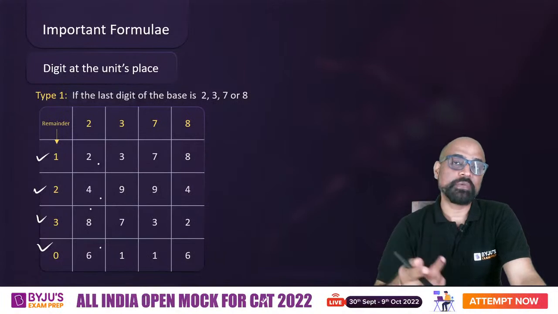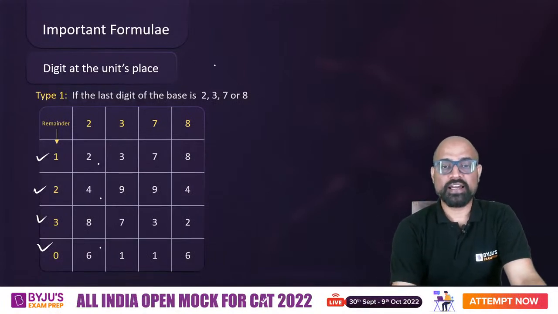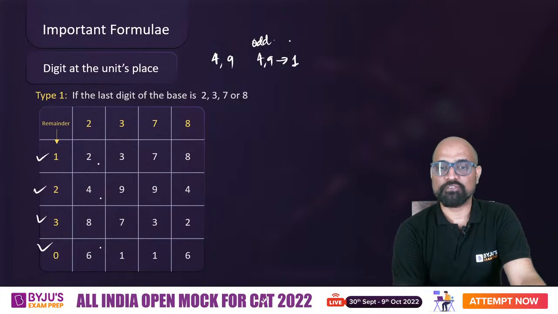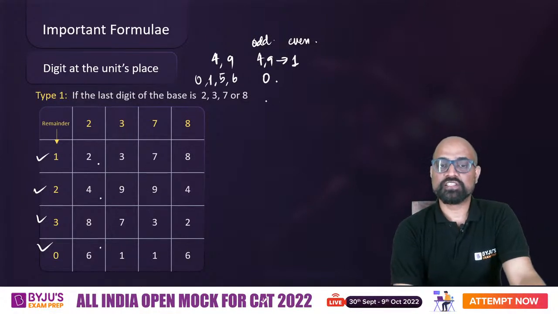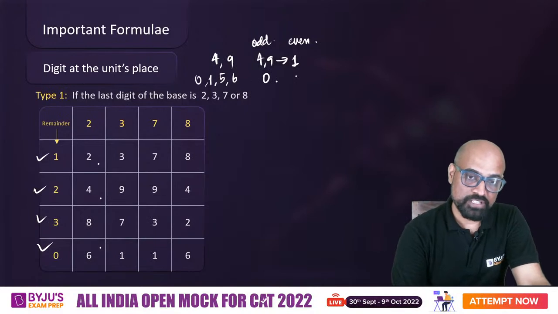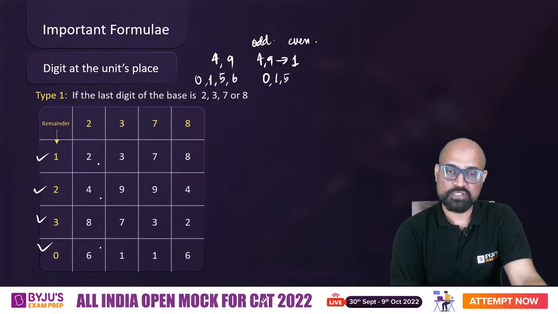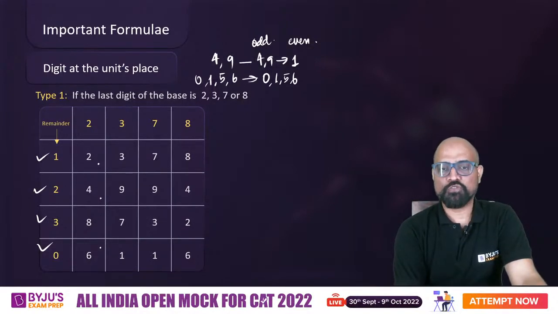And for the remaining ones, for 4 and 9, it's going to be either 4 or 9 or it's going to be 1. So 4 or 9 will happen when you have odd powers and 1 will happen when you have even powers. And the other digits 1, 5, 6 and 0, it will always end in the same digit, as in 0, 1, 5 or 6, irrespective of whatever the power is going to be.